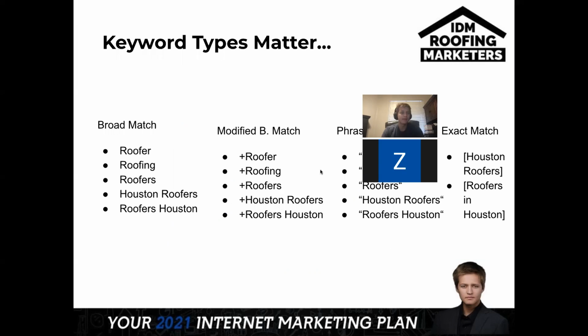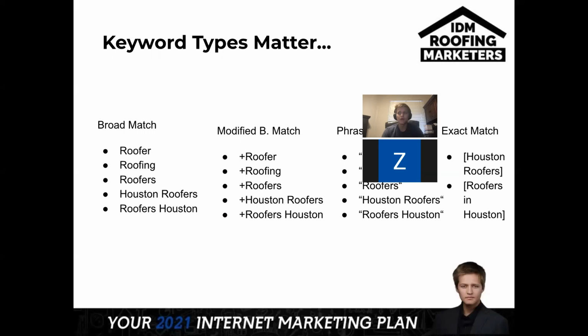Some keyword types really matter at the end of the day, and Zach talked a little bit about it. You have broad match, modified broad match, which is, to be honest with you, becoming more and more popular and is kind of like a hidden gem, phrase match, and then exact match. Broad match tends to be, I won't say it is the cheapest, however, for the most part, you're going to get the cheapest clicks there.